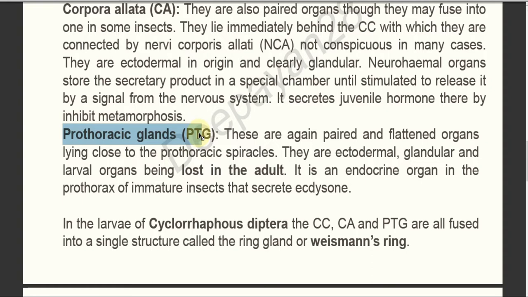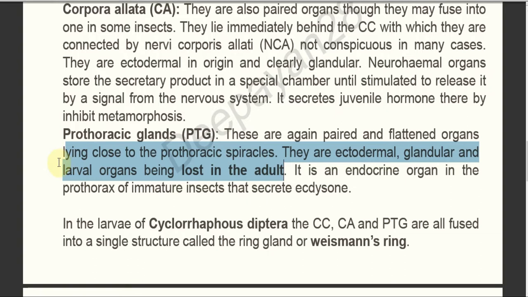Present near what? Very good. Spiracles. In the prothorax, spiracle is there. Is it there? Yes, sir. Sure. In general, is it there? Generally, no, sir. Yes or no? Only in case of which one?